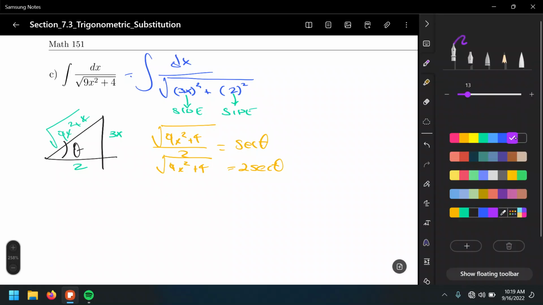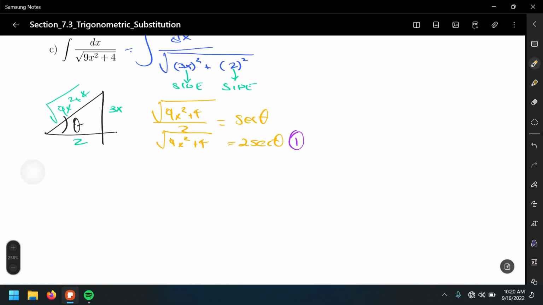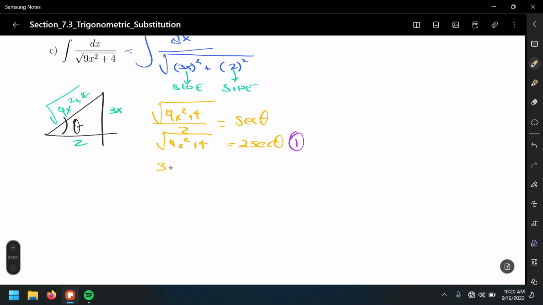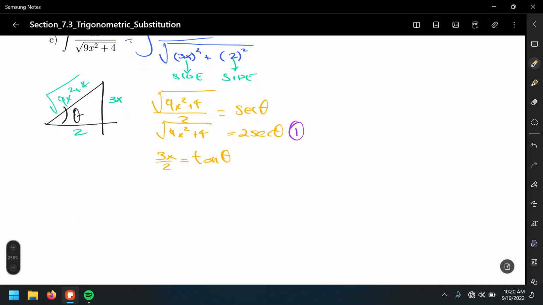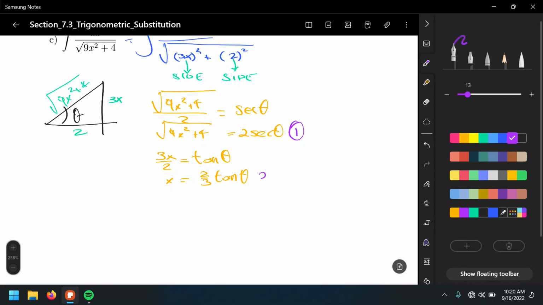By the way, this is number 1. We got it for the radical. So 3x over 2 equals, in this case, which trigonometric function is that? That's opposite over adjacent. Is that a tangent? Okay, well, from this expression, we're going to solve for x. All we have to do is multiply both sides by 2/3 to get 2/3 tangent theta. And well, let's label this as our number 2.